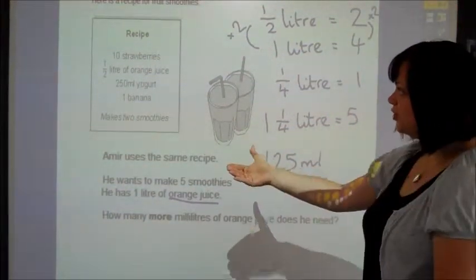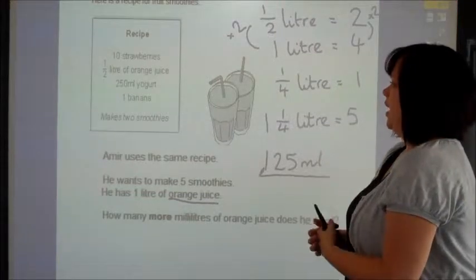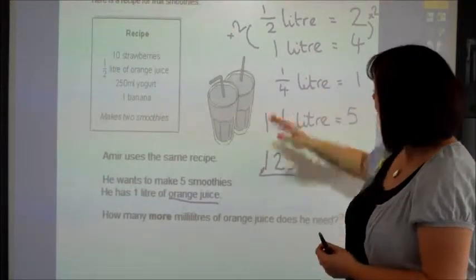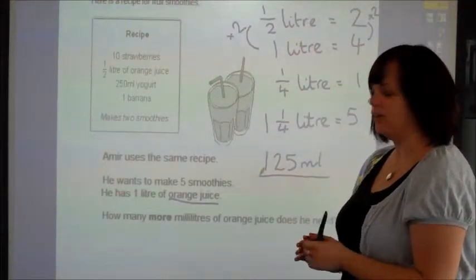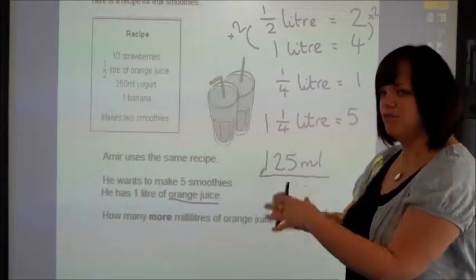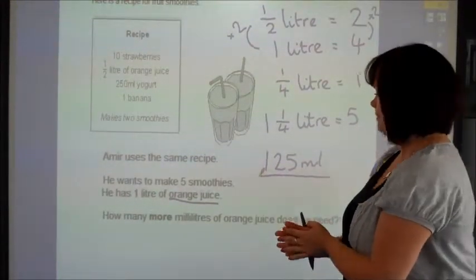Okay? So it was a ratio question. It was a multiplying question, and it was a millilitres and litres question. Okay, that's what makes it level 5, is that it uses lots of different maths. All right, that's it.